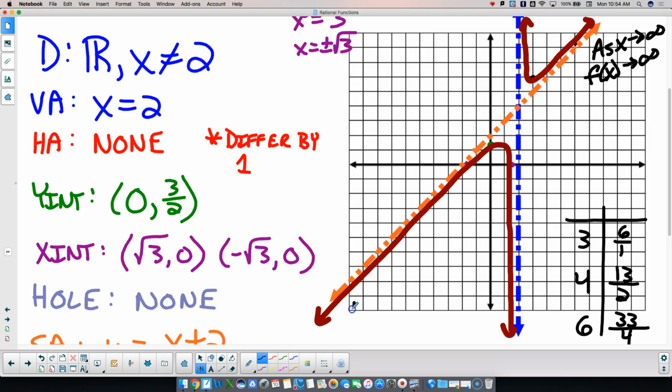Down here, as x is going to negative infinity, my function is going to negative infinity. Okay? Now, on slant asymptote ones, you will never, ever have the function in two sections that are right above one another. Because then it's not a function anymore. Okay? All right? Have a great day.